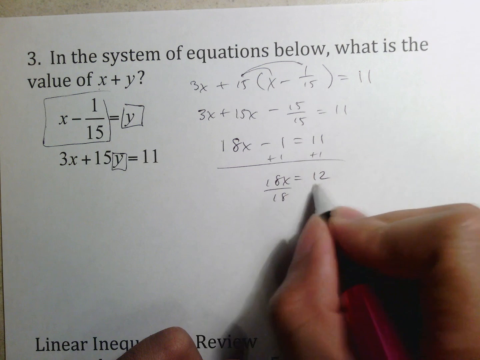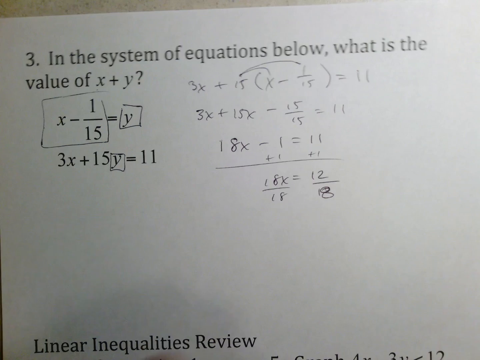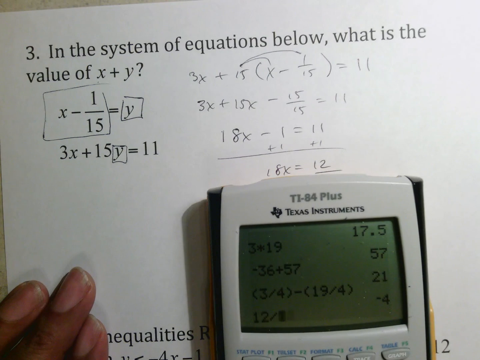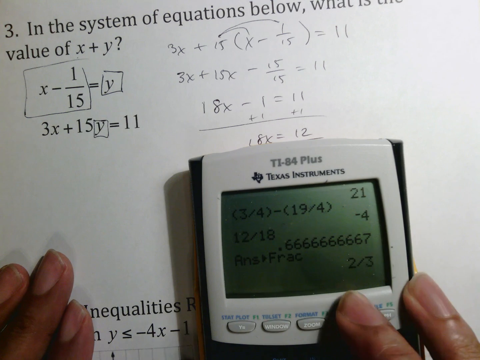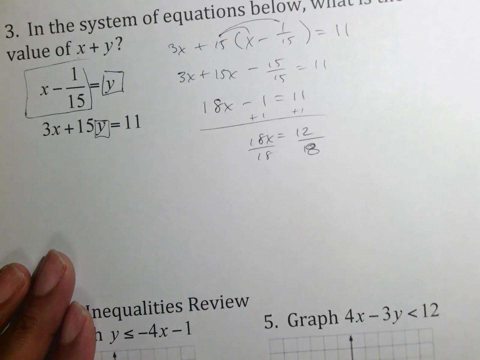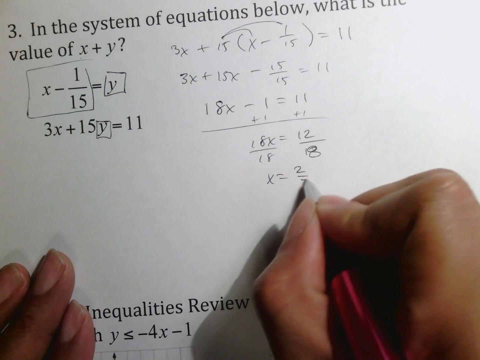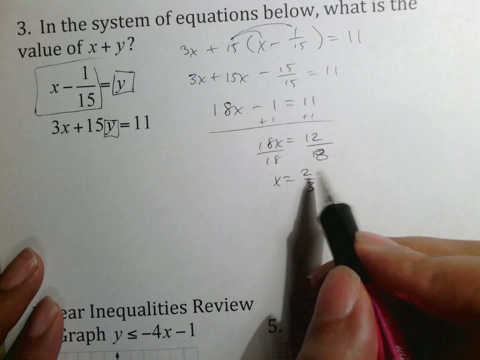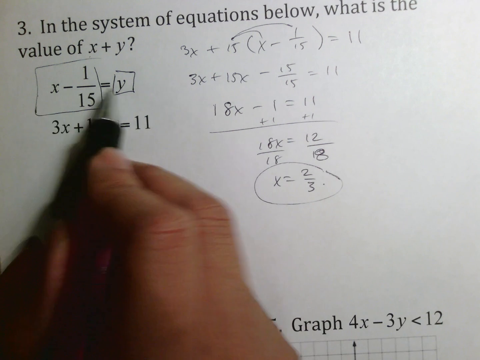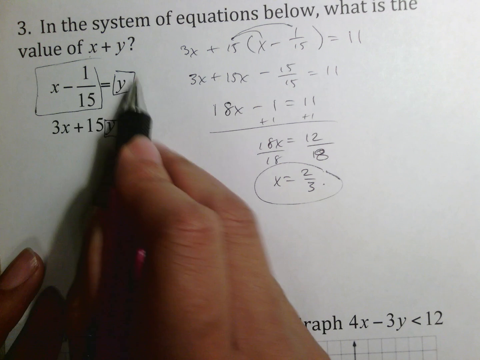And if you don't know what 12 over 18 is reduced, again, I showed it to you here. Do 12 divided by 18 and then do math, enter, enter, and it reduces it to 2/3 for you as your first answer. So we now take this 2/3, which is our first answer, and we plug it in. Again, it's easier to plug into an answer that has y all by itself.